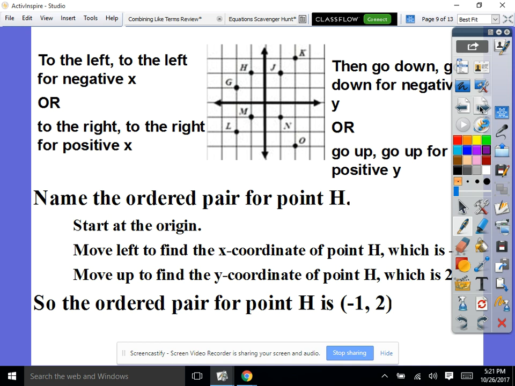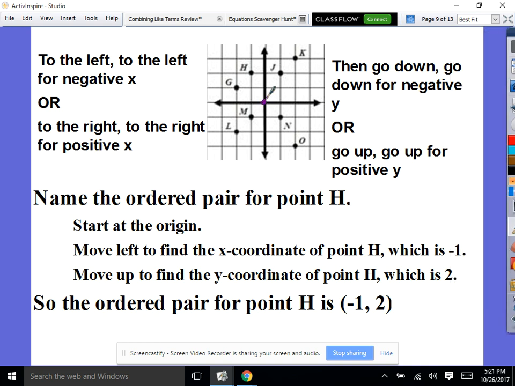All right, so if we want to name the ordered pair for point H, we always start at the origin. Always at the origin. So right here is the origin. And we're going to move left or right. Well, if we want to get to H, we're going to have to move left 1, and then we're going to have to move up 2. So left 1 is negative 1 for the X value, and then up 2 would be positive 2 for the Y value.